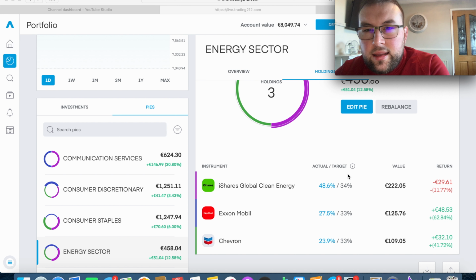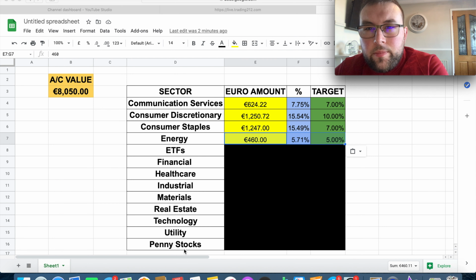So they did cancel each other out in terms of me only wanting a small amount in iShares, and I wanted more in the older school energy stocks. But the roles have reversed, so now we're going to look at the Excel to see what percentage we actually have. So for the energy sector, I'm happy enough with how it's doing at the moment. Again, we have about 5.7% of my overall funds within the sector, and my target was 5%.